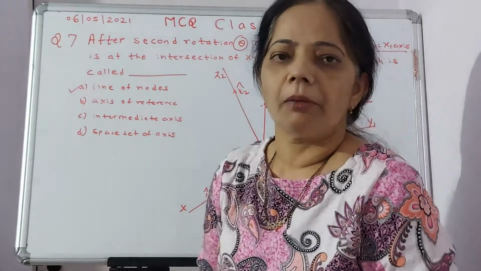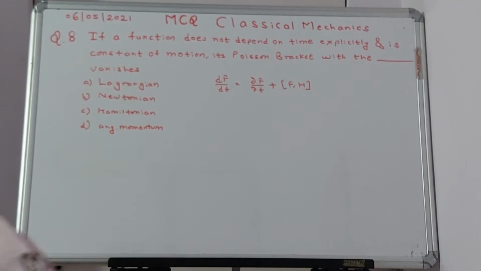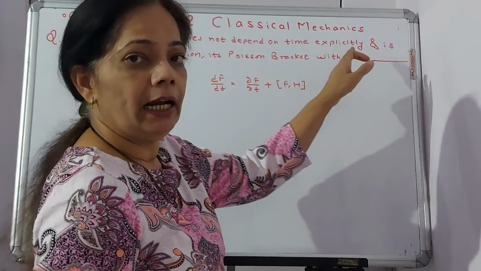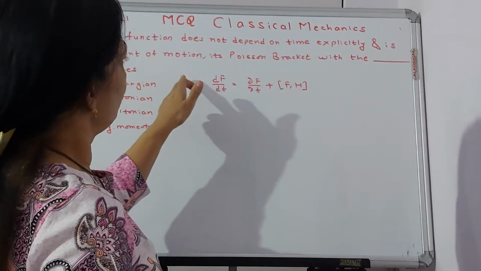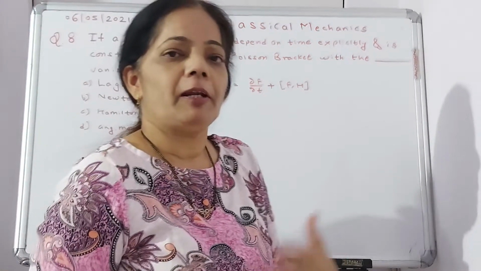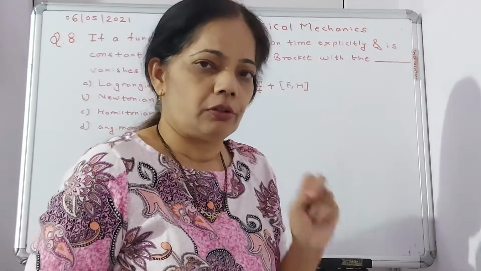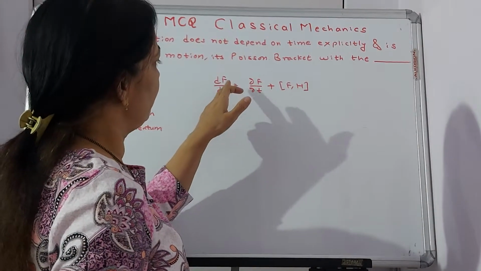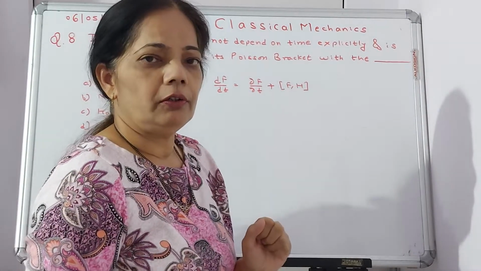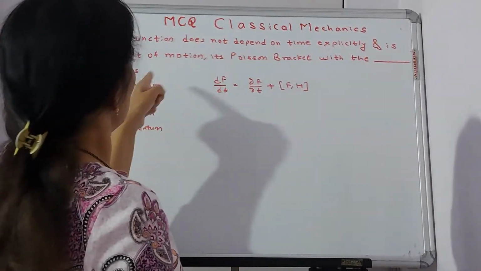We'll move towards question number 8. Next question, question number 8: if a function does not depend on time explicitly and is a constant of motion, its Poisson bracket with the dash vanishes. So when you define Poisson's bracket, you start off with, suppose, a function. So you reach the expression df by dt is equal to partial f by partial t plus Poisson bracket f comma h. So suppose I say that the condition given is that the function is a constant of motion.